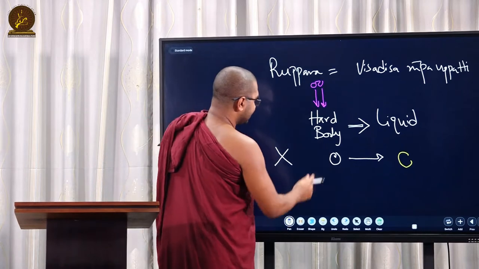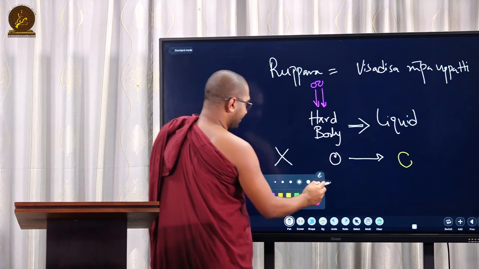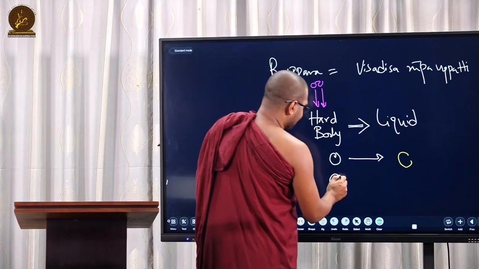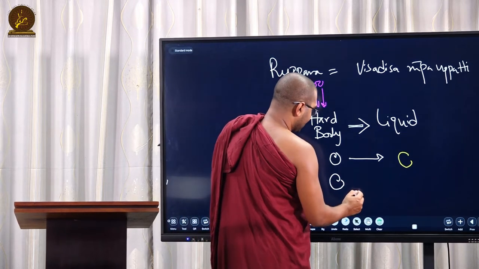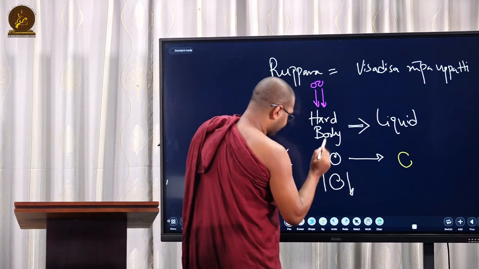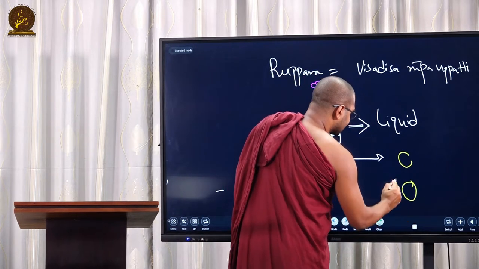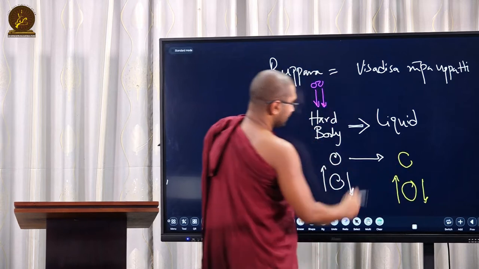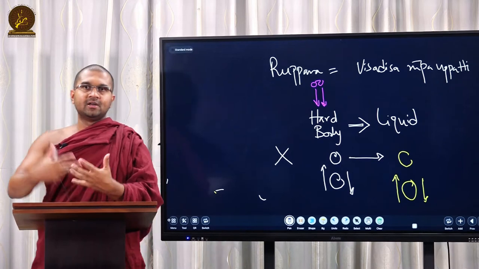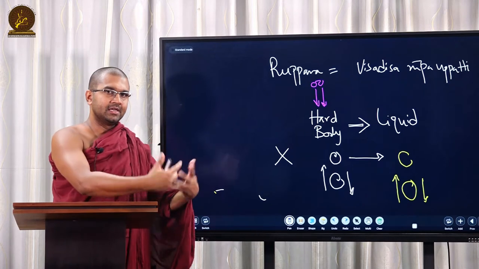So what they are referring to is, even during this change, a hard body becoming a liquid, what has happened is, when these rupas were struck by some other rupas, they arise and pass away naturally. But the newly arising rupa has a different nature, right? So it shows that there's no transformation of the particular rupa which got the contact. The change is seen in the newly arising rupas.